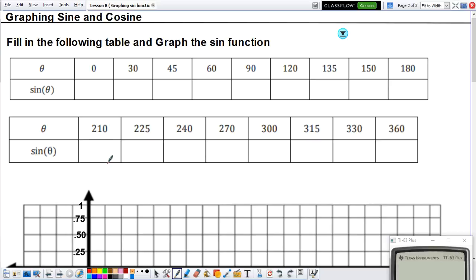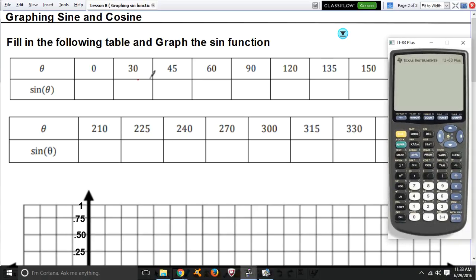Now, how do we read this table? Well, the angle is placed on the top row and the value on the bottom row. So how do we first fill in this table? We're going to find the sine of every angle that is here.